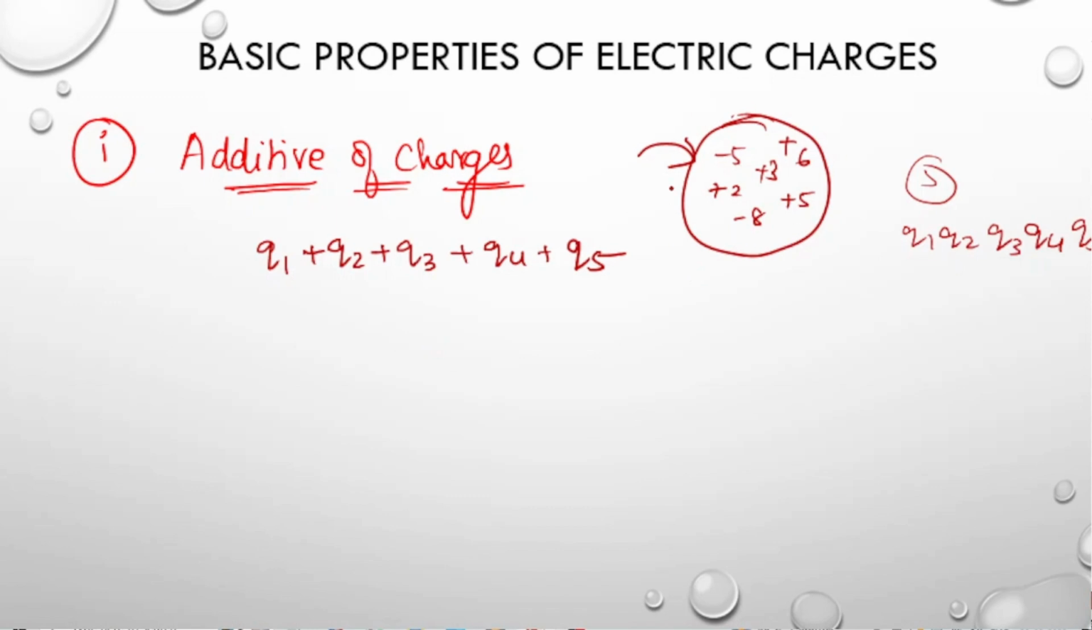So for example, take this particular system so that you will observe it very clearly. Let these be Q1, Q2, Q3, Q4, Q5, Q6. 6 charges we have. Q1 is minus 5. You have to substitute with the sign. Q2 is plus 6. Q3 is plus 3. Q4 is plus 5. Q5 is minus 8. Q6 is plus 2. So with the sign you have to substitute, and if you solve this equation you get the additivity of charges.